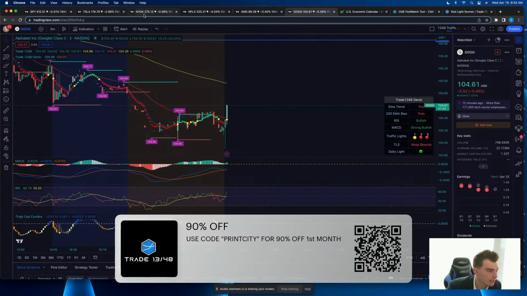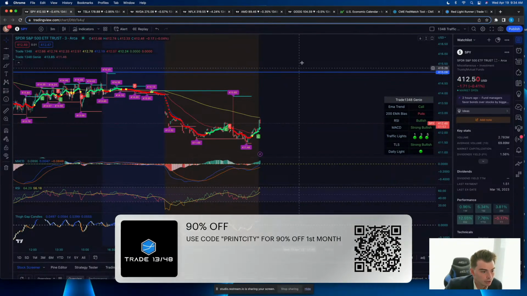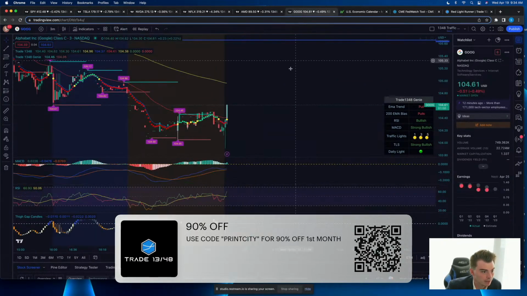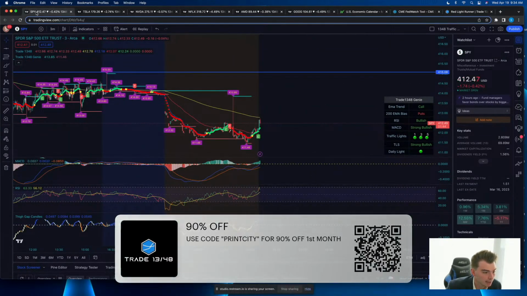Yeah, that's two Nvidia trades this week that I have just been late on, which is okay. That's fine. I don't have to hit them all. Google looking interesting here. SPY rejecting that 200.